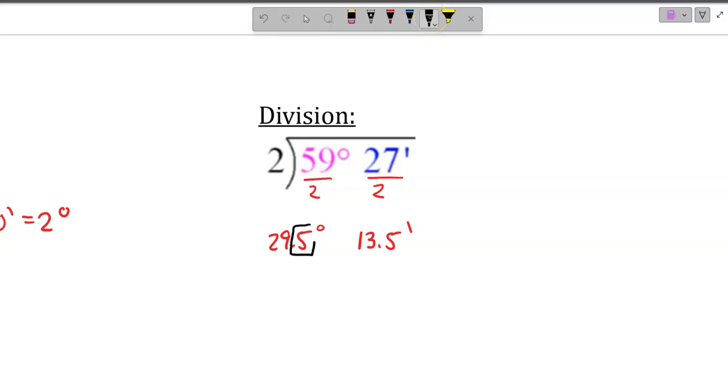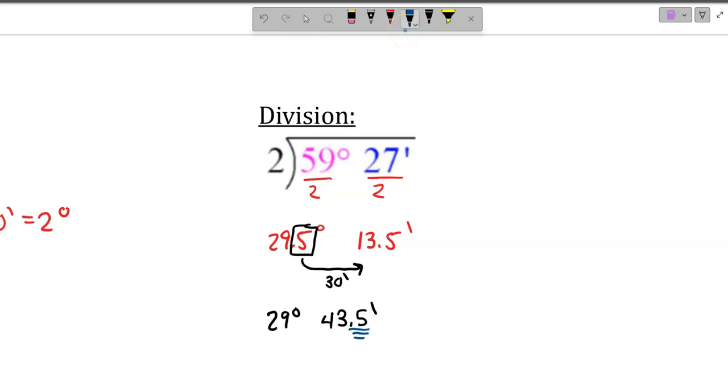Well, there's a couple things we have to address. Number one, half of a degree is like half of an hour on the clock. That means that's equivalent to 30 minutes. So we're going to get 29 degrees, and then 30 plus 13 is 43. Now, you'll notice that there is a 0.5 here for the minutes.